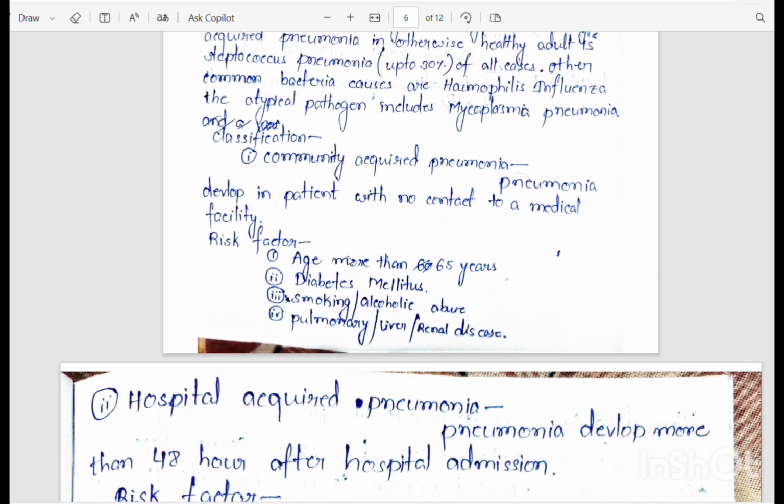The risk factors of community acquired pneumonia are age more than 65 years, diabetes mellitus, which in general language is called sugar, and smoking and alcohol intake. Also pulmonary disease, meaning any other disease of the respiratory tract. If the person has any liver disease, liver damage, or renal disease like urine secretion problems and kidney stones, that type of person can also suffer with community acquired pneumonia.